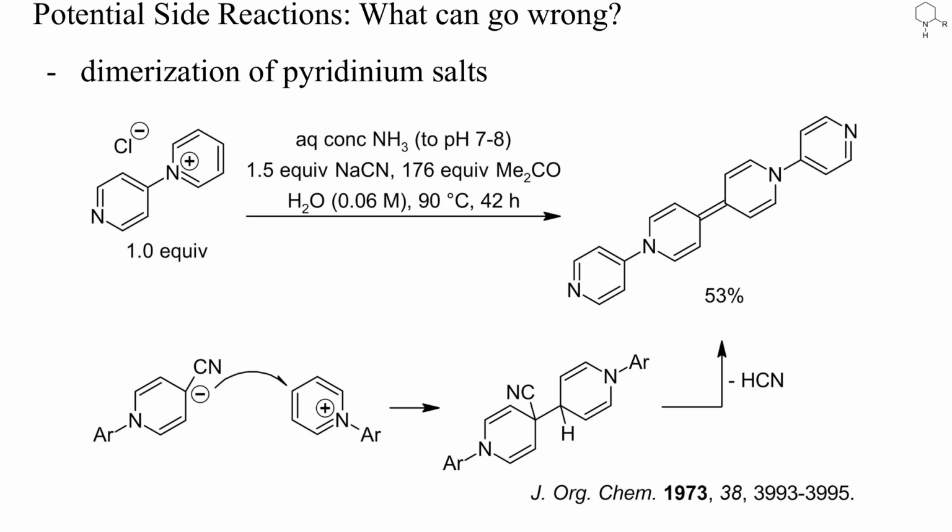Also, pyridinium salts can dimerize. In this example, cyanide was used to promote the dimerization. The herbicide paraquat has also been prepared on an industrial scale by a cyanide-induced dimerization of N-methylpyridinium salts.